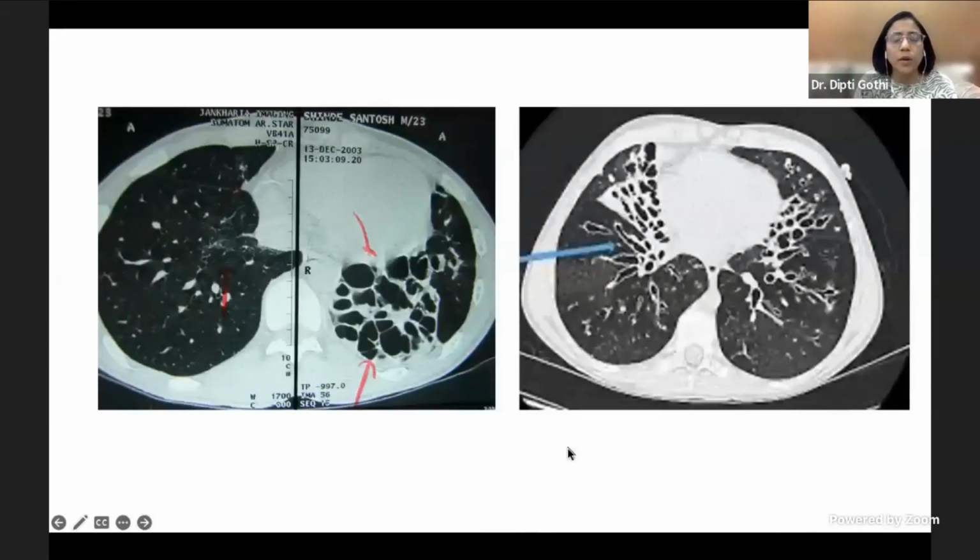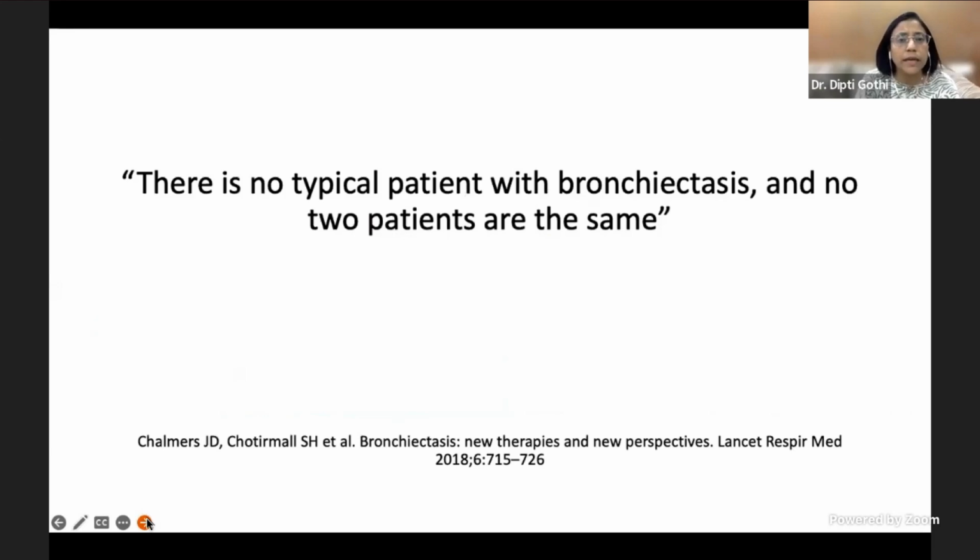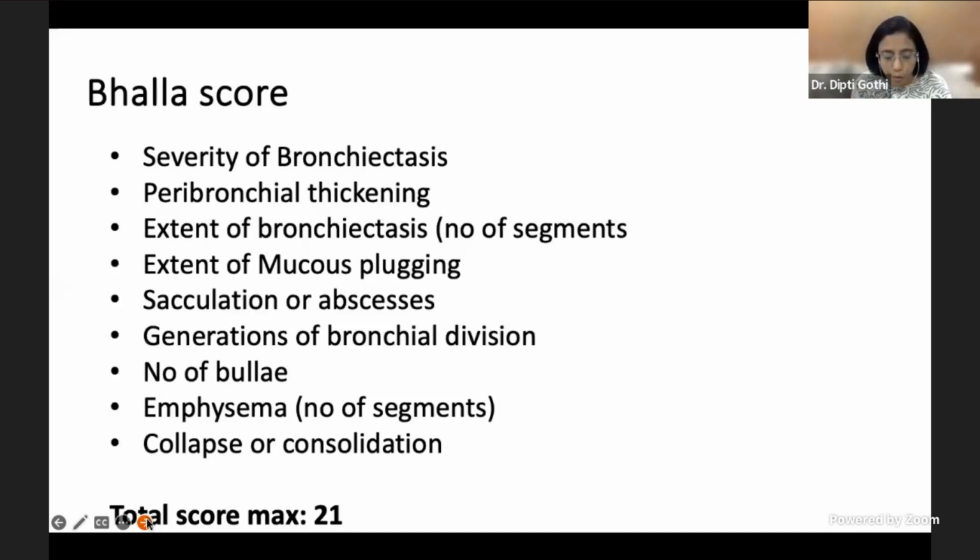What can be labeled as bronchiectasis when you see something like this on CT scan? Yes, you would say that there is a definite bronchiectasis and the patient may be having symptoms. But at the same time, one needs to understand that there is no typical patient of bronchiectasis, and no two patients of bronchiectasis are the same. One will differ from another in terms of the place of involvement, the extent of involvement, associated findings, the cause, the microbiology. A lot of difference is there from one patient to another, and one needs to define a patient properly.